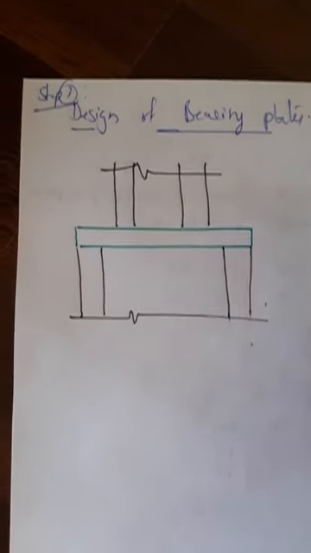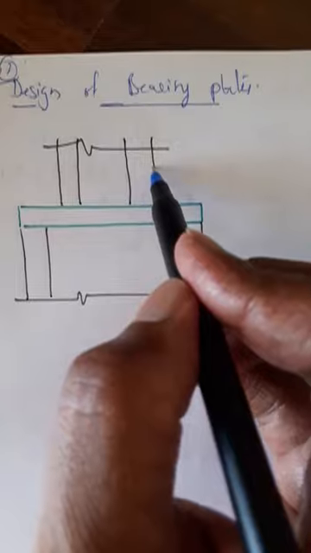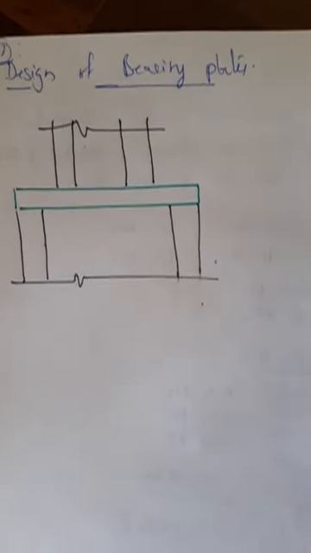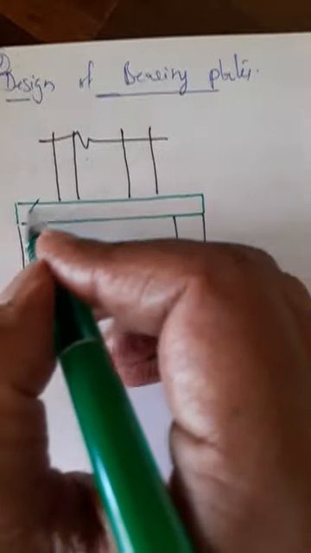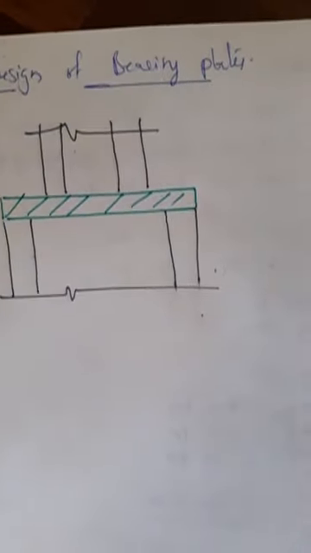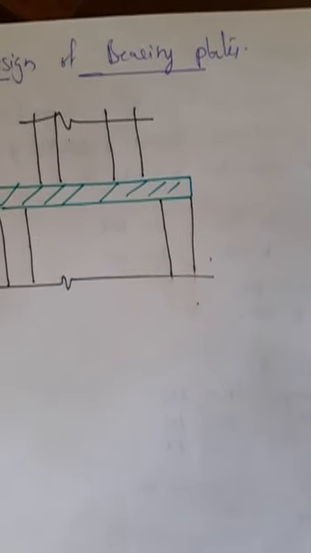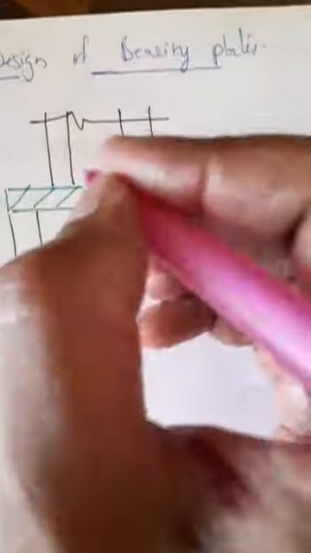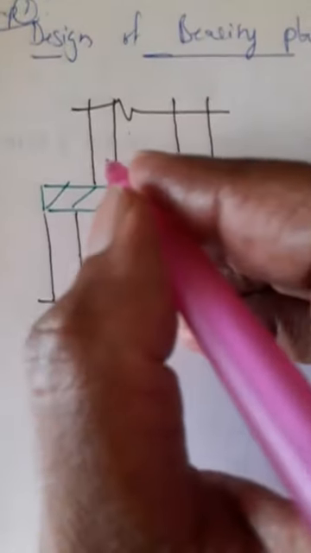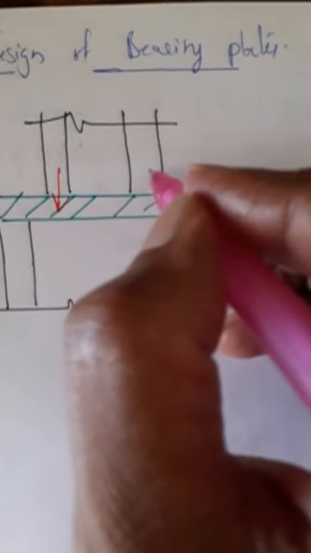Now let us start with second step, design of bearing plate. Let this be top column resting over bottom column. In between I am going to provide bearing plate. Let this be the bearing plate. Now whatever these loads are there, these loads they are transferred through the flanges. So at the center will be the loads.